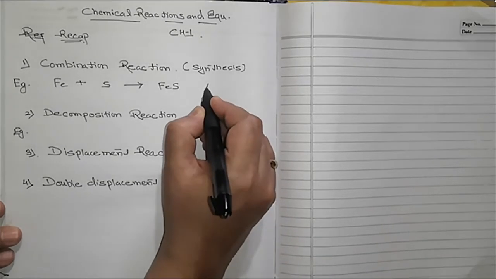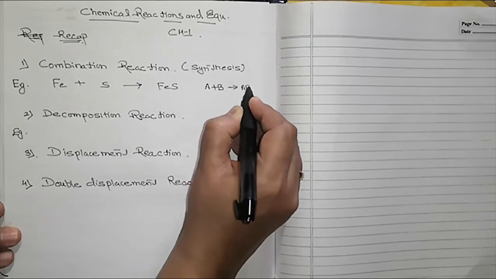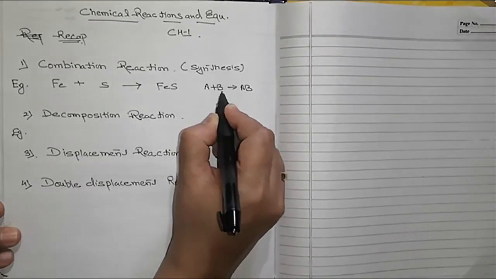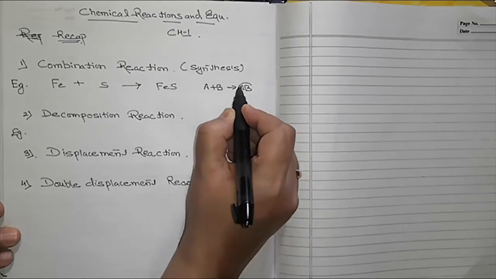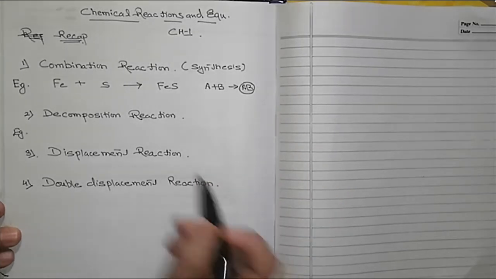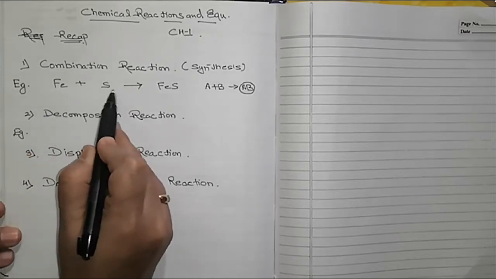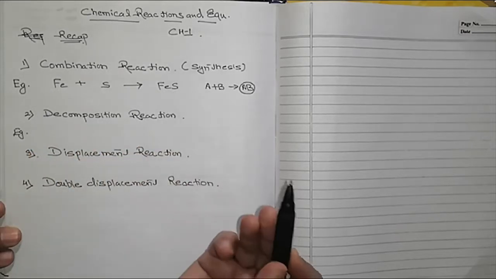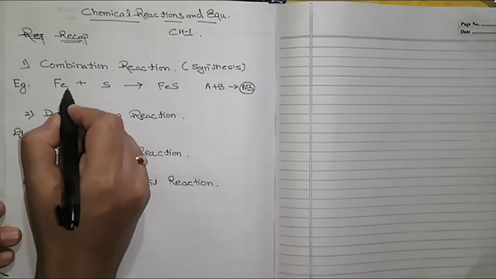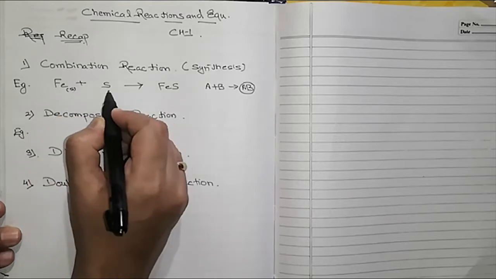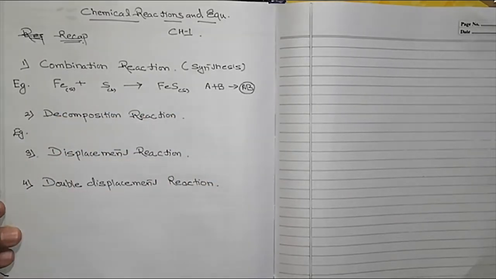That is, A plus B gives AB. There can be two or more elements here. A plus B plus C can also be there, okay? But the product will be one. Clear? Look at the example now. Iron plus sulfur gives iron sulfide. Because this is balanced, I am not going to balance the equation. Iron is in the form of solid, sulfur is also in the form of solid, and the product is also in the form of solid, right?